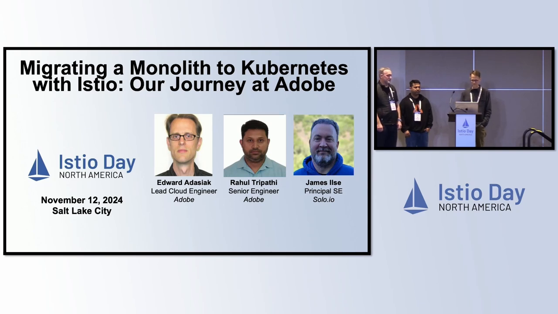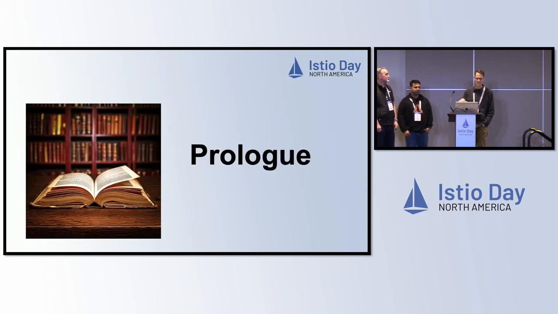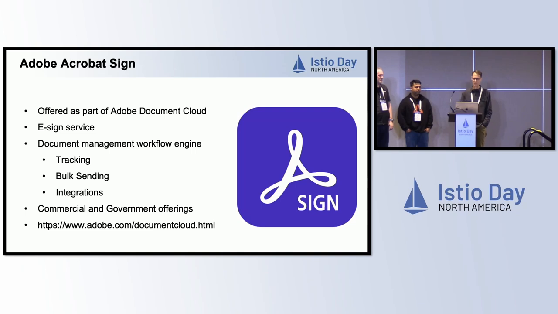But to set a little context about what we were working on with this project, Adobe Acrobat Sign, just to give you a little background, it's part of the Adobe Document Cloud offering. It's our eSign service, as you might guess. And on top of being an eSign service, it also is a document workflow engine. And we run that both for commercial and for government in FedRAMP.